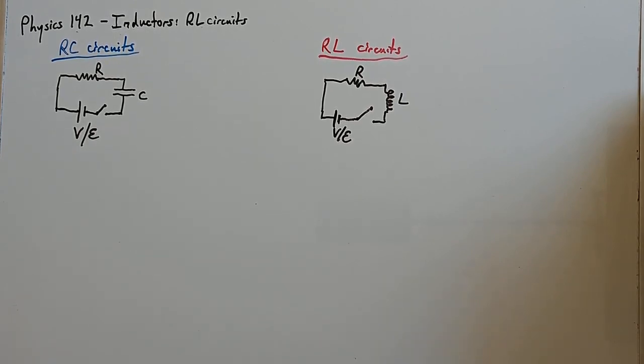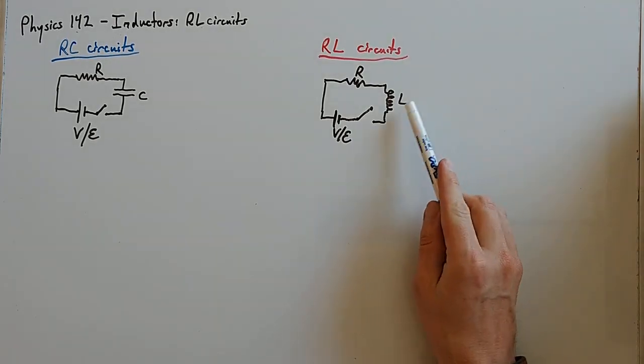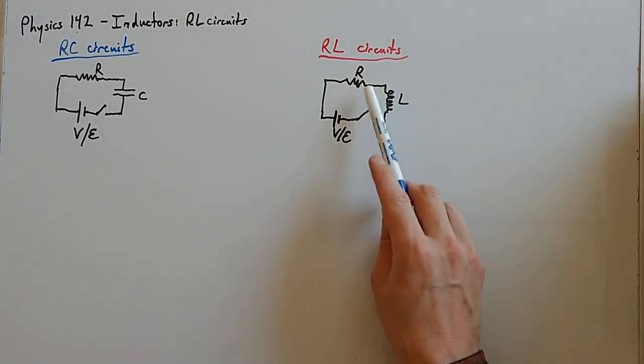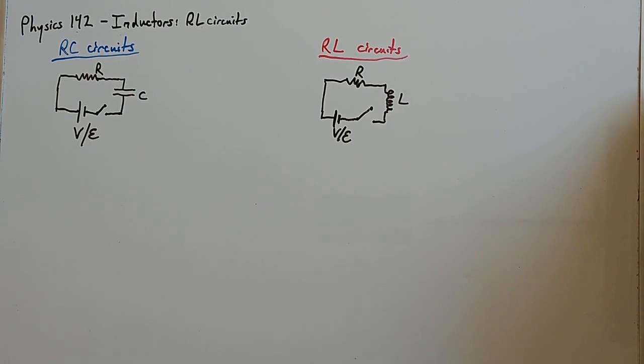Now, in this video, I want to think a little bit about how inductors, these wire loops with some inductance L, combine with resistors. What happens if you have a circuit that has not just an inductor in it, but an inductor and a resistor? How do we think about them in combination?